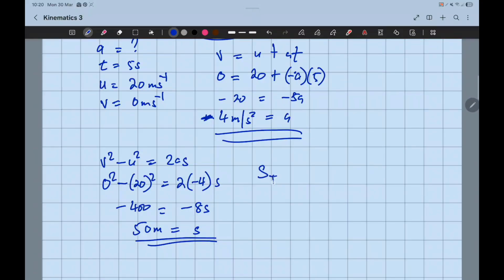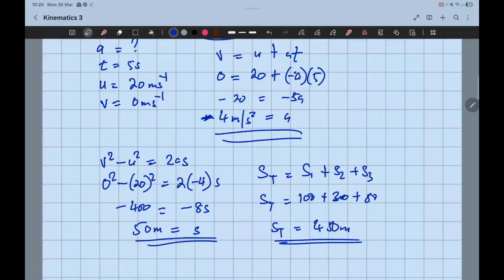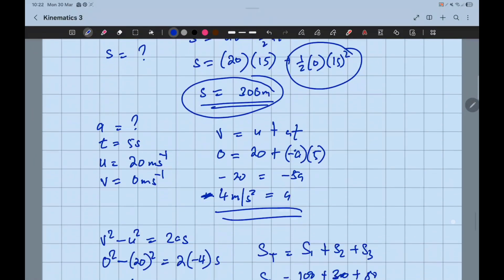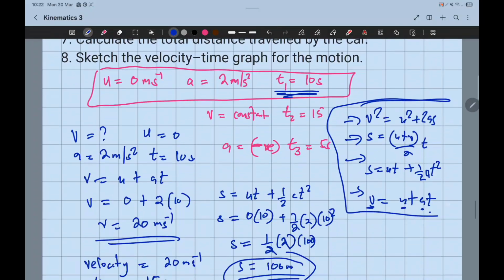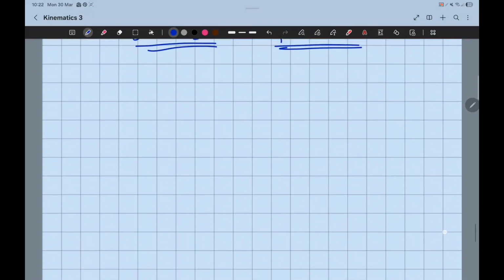So s total is equal to s1 plus s2 plus s3, from the 3 different phases. So s total is equal to 100 plus 300 plus 50. S total is equal to 450 meters. Then last but not the least, we are asked to sketch the velocity time graph for the motion.